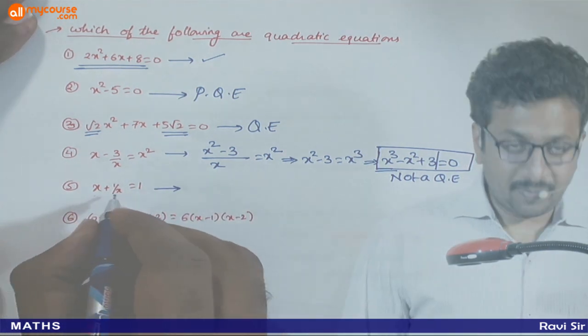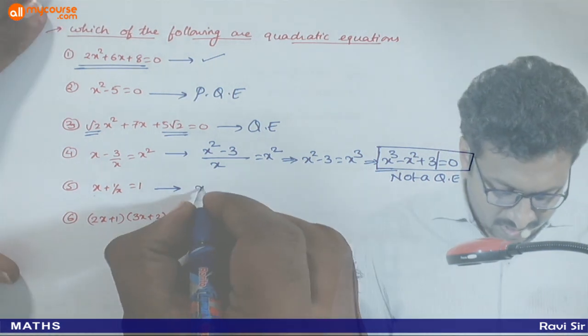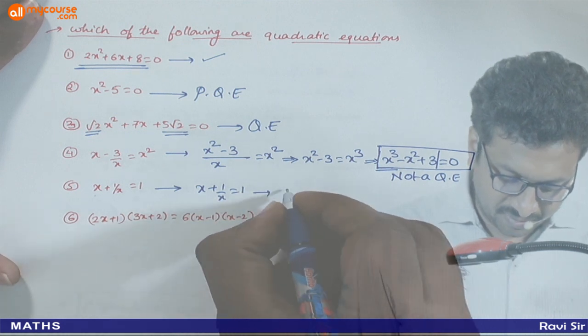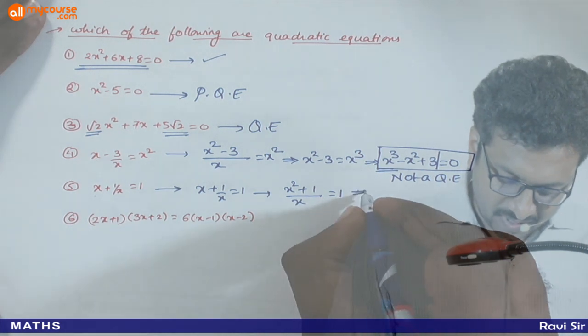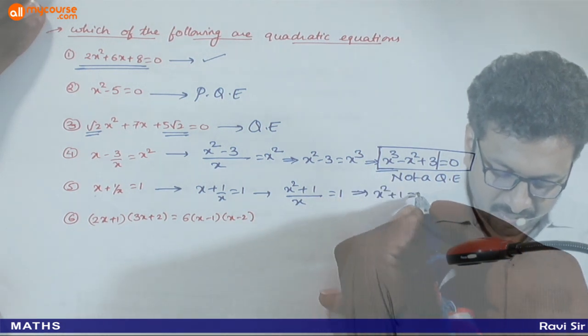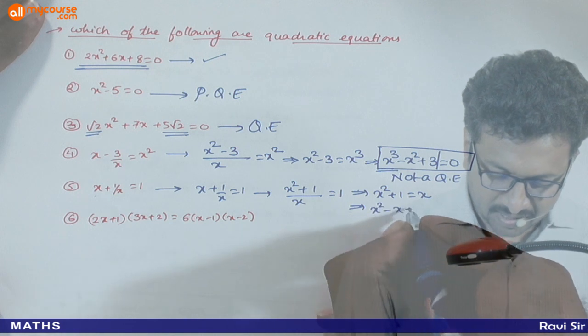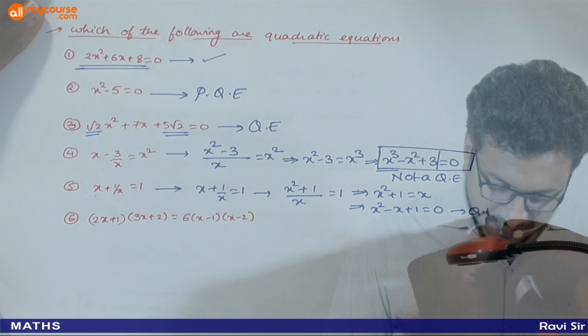नेक्स्ट x प्लस 1 बाई एक्स इज इक्वल टू 1. ये देखिए थोड़ा सा इंटरेस्टिंग है. x प्लस 1 बाई एक्स इज इक्वल टू 1. अगर एलसीएम लिया तो एक्स स्क्वायर प्लस 1 इज इक्वल टू 1. क्रॉस मल्टीप्लीकेशन किया तो एक्स स्क्वायर प्लस 1 इज इक्वल टू एक्स, विच इंप्लाइज एक्स स्क्वायर माइनस एक्स प्लस 1 इज इक्वल टू 0. सो दिस इज ए क्वाड्रेटिक इक्वेशन.